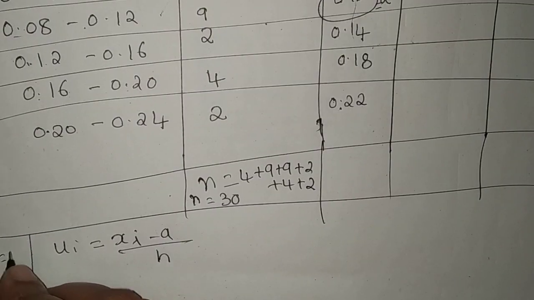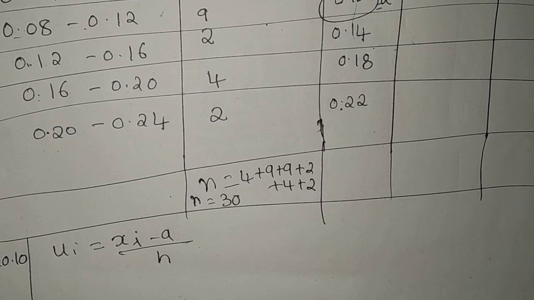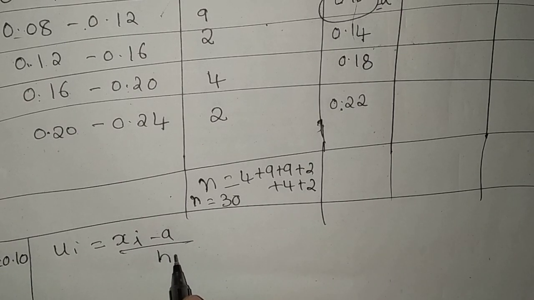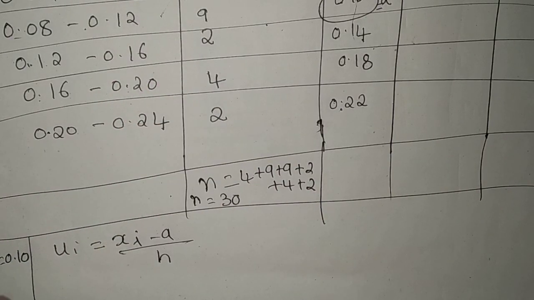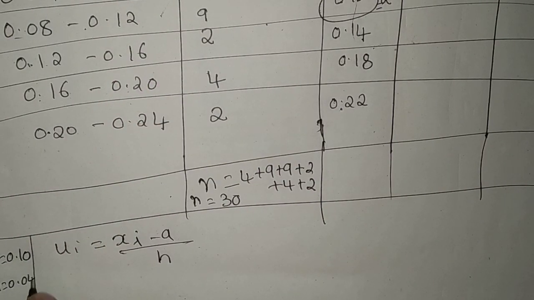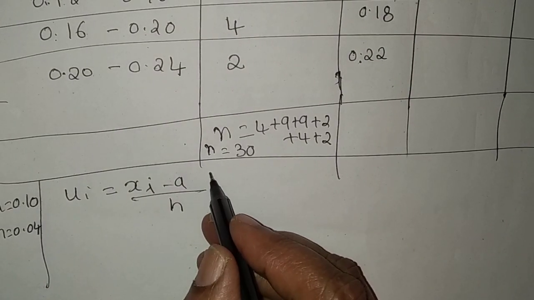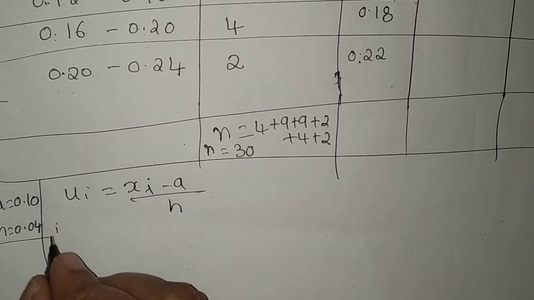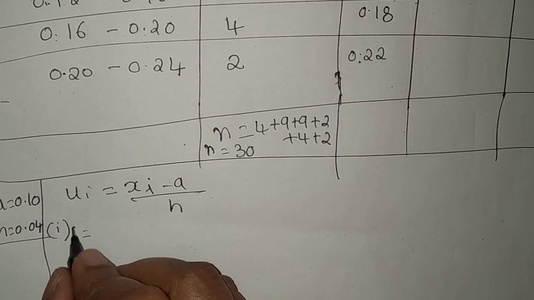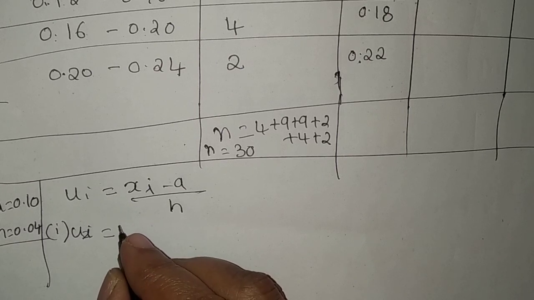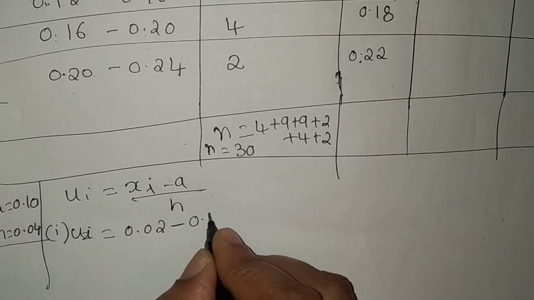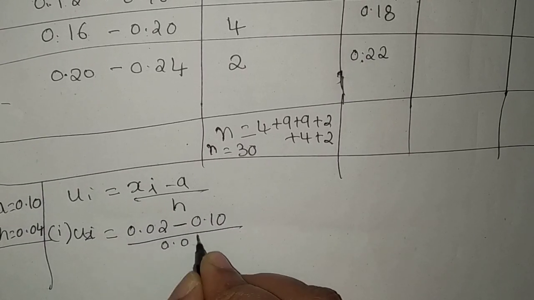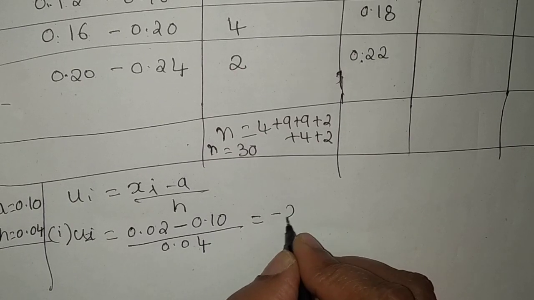So a is equal to 0.10 and h is, what is the range here? So h is 0.04. Now for each set of values we'll calculate. So first set, ui is equal to, what is xi? That is 0.02 minus a, which is 0.10, by h, which is 0.04. The value we are getting is minus 2.